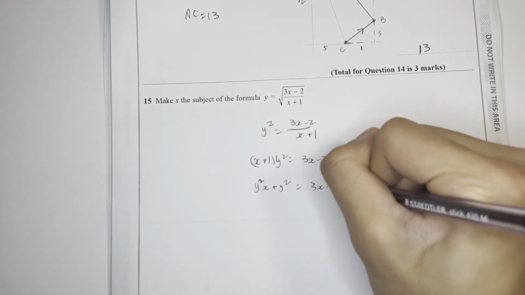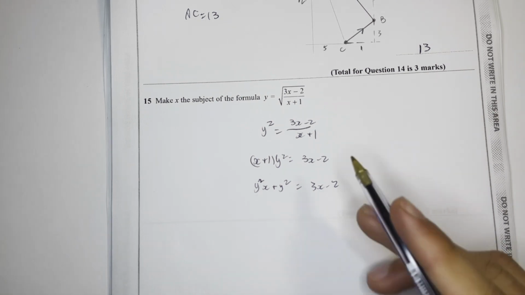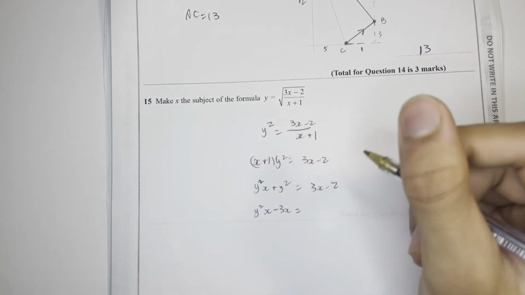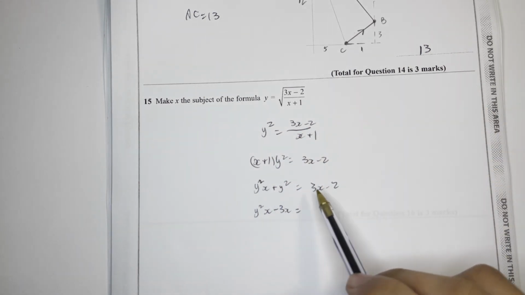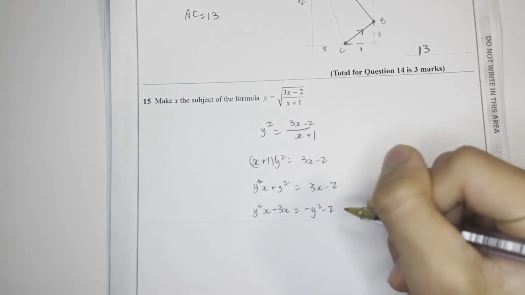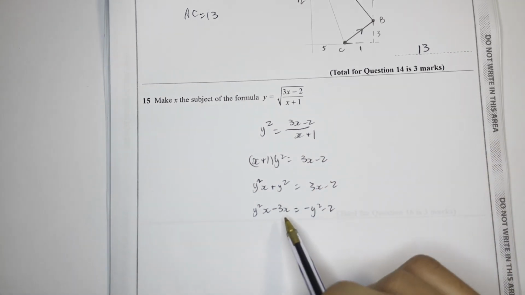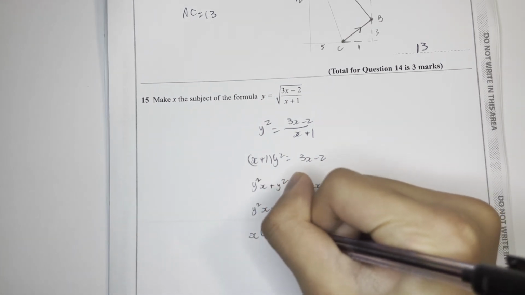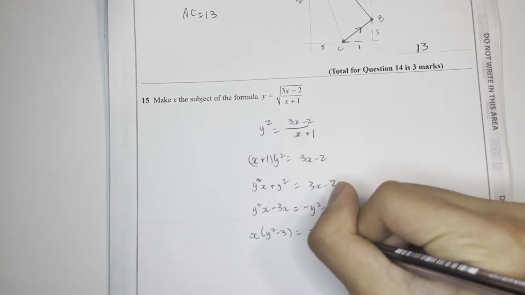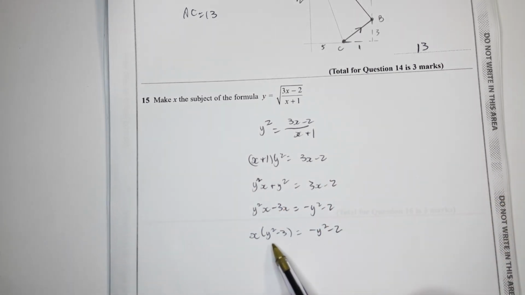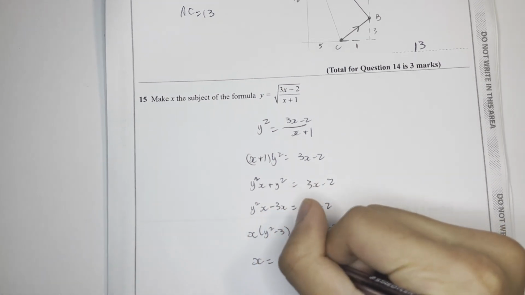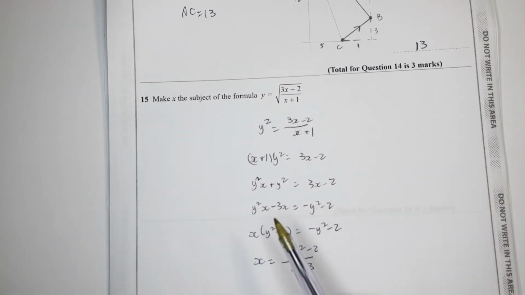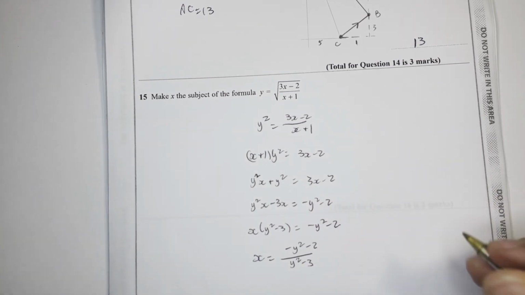This is equal to 3x minus 2. Move all of the x terms onto one side. So you would have y squared x minus 3x is equal to, and then move the y squared term onto the other side to leave all of the x's on one side. To get x on its own, factorize it out from this expression. This gives x times (y squared minus 3) is equal to minus y squared minus 2, before dividing both sides by y squared minus 3 to leave just x on one side, meaning that you've made x the subject of this formula. And that is your answer.